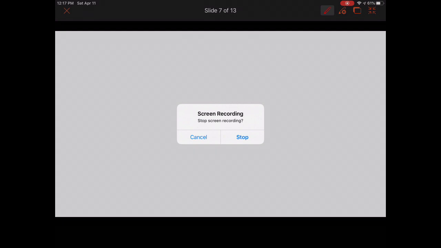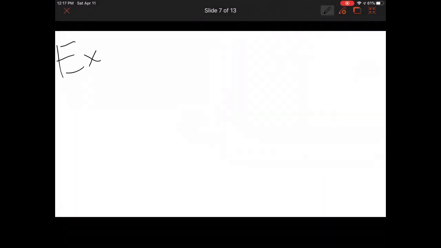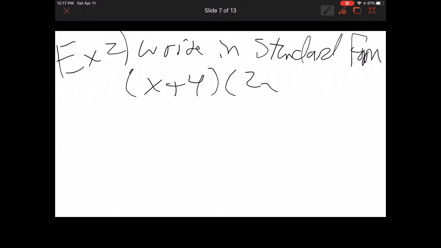Start in black. Call this example 2. Sorry, the other one was example 1. We'll start here, and we'll just say write in standard form. Sorry. Wow. That's worse than it was on the board, huh? And then we'll have x plus 4, and let's go 2x plus 3.